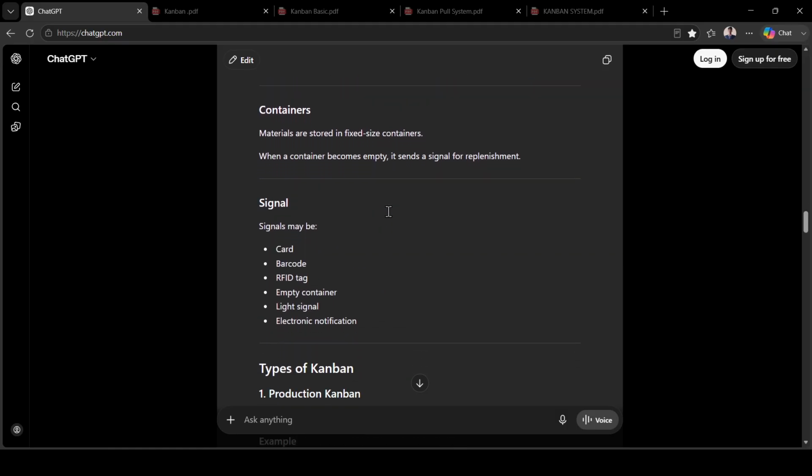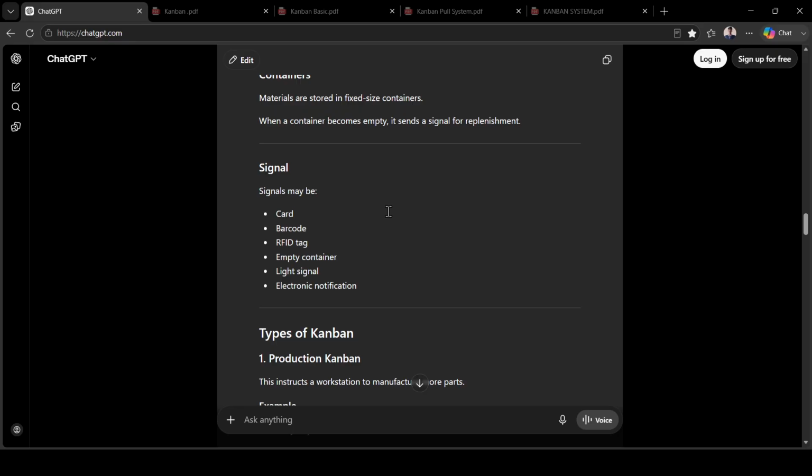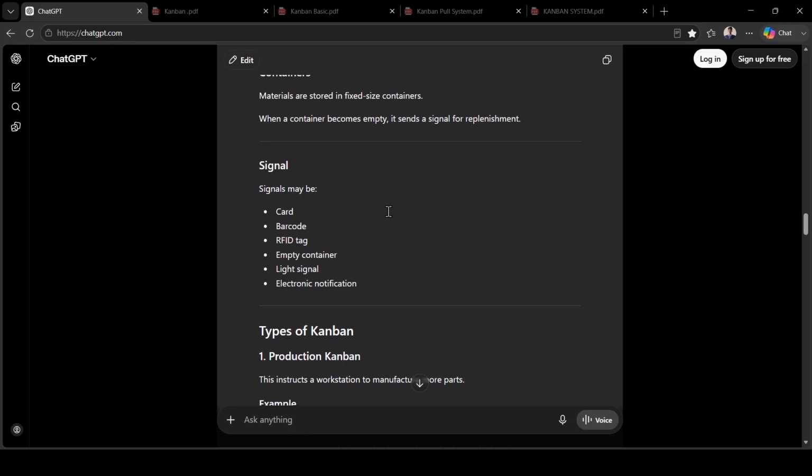Then containers. Material is stored in fixed-size containers. When a container becomes empty, it sends a signal for replacement. The signal may be a card, barcode, RFID tag, empty container, light signal, or electronic notification.